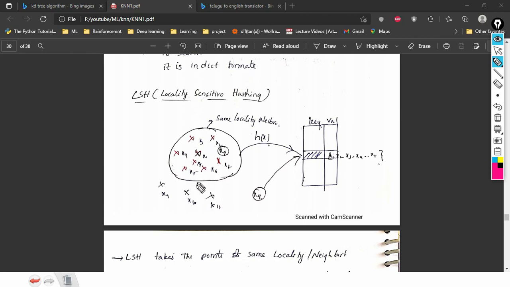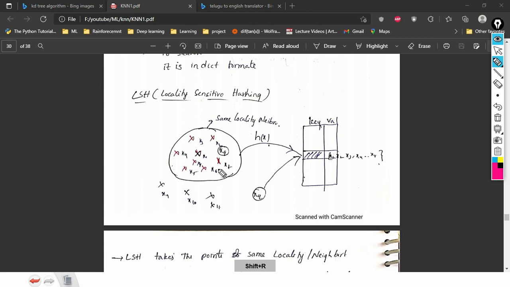Generally we have points like this. These are the points belonging to one class, and there is some region. All these points, sent through the hash function, will get a key, and according to the key we will place the point. For all these points we have the same key, and similarly for another group of points we will have the same hash value.